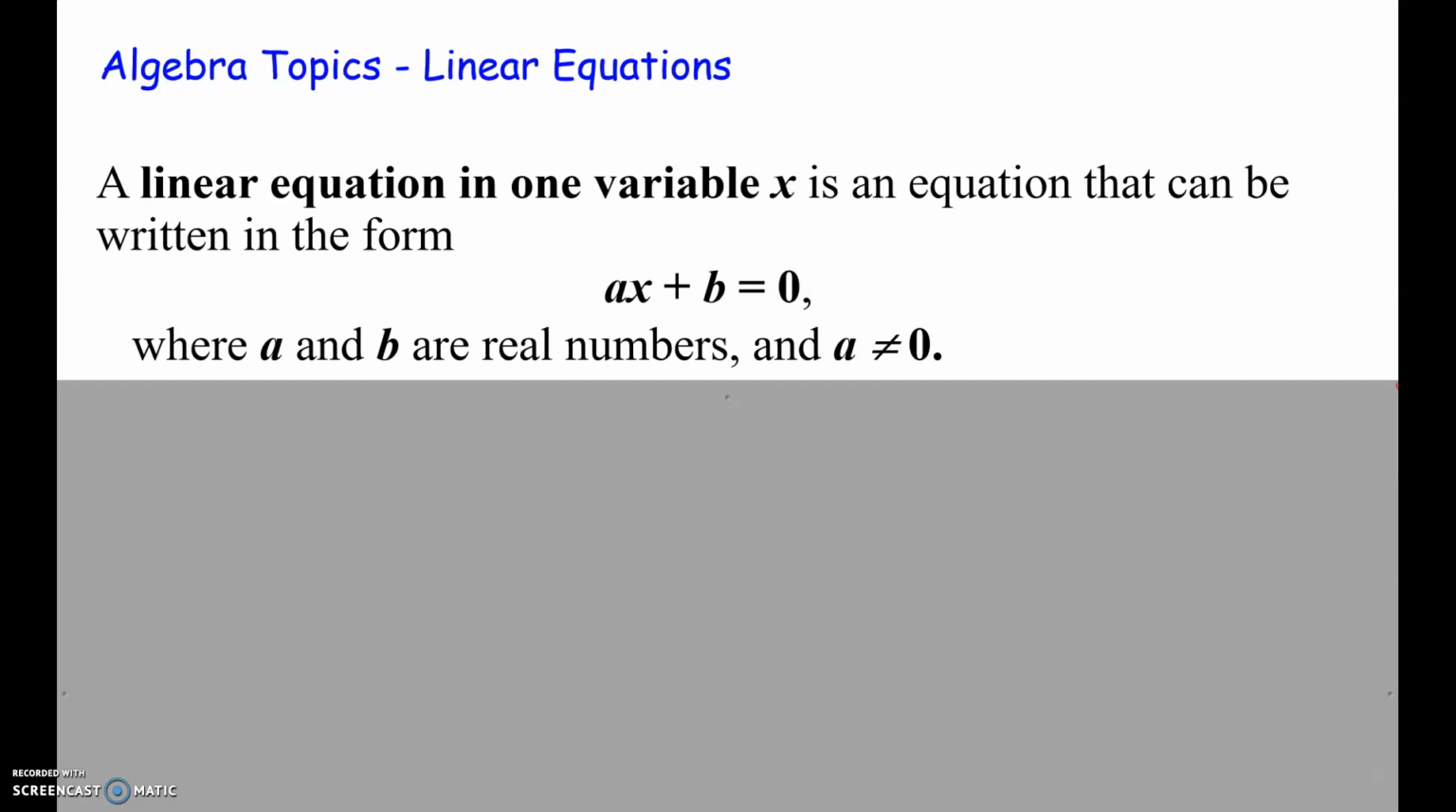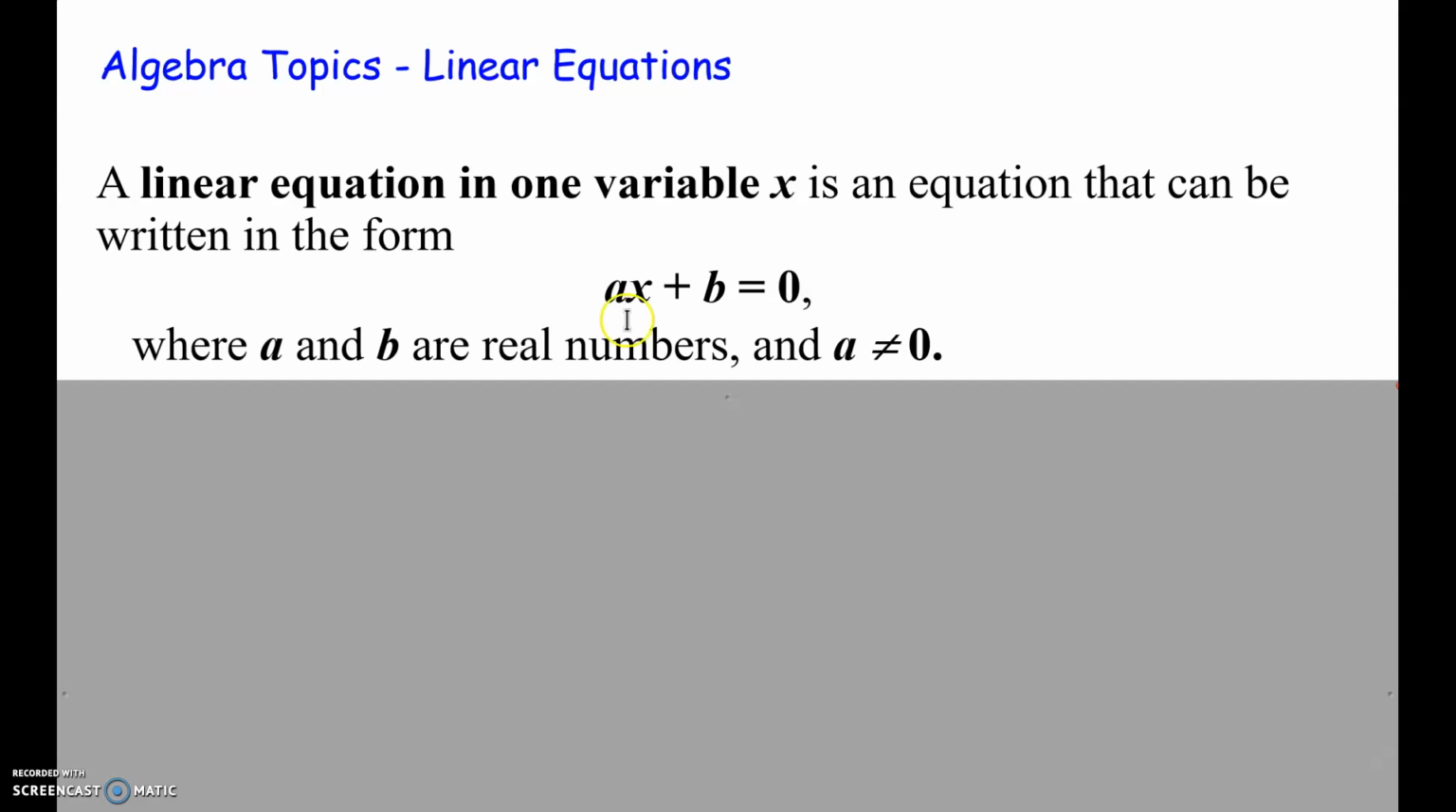In this unit, we're reviewing various algebra topics, and for this video, we want to look at linear equations. We're going to start with the most simple kind, and that is a linear equation in one variable. So my definition, a linear equation in one variable, I'll use x, is an equation that can be written in the form ax plus b equals 0. A and b can be any real number with one exception. The a cannot be 0 because I need an x term or I don't have an algebraic equation.